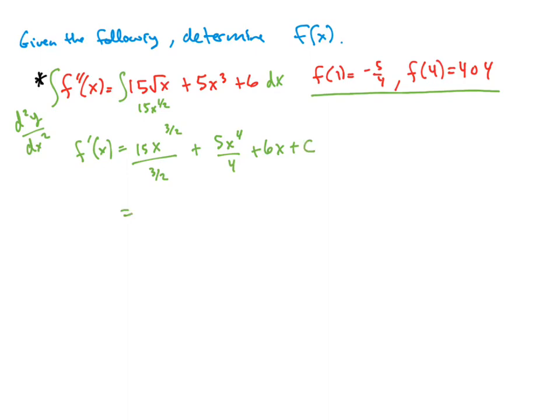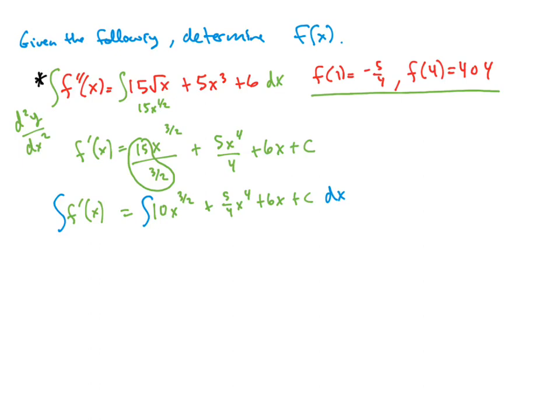And I'm going to simplify this part. 15 divided by 3/2 is the same as 15 times 2/3. So 15 times 2 is 30, divided by 3 is 10. So we have 10x to the 3/2 plus 5/4 x to the 4th plus 6x plus c, and that is f prime of x. Okay, so we've gotten f prime of x, but we ultimately want to find f of x, so I'm going to integrate both sides again here.